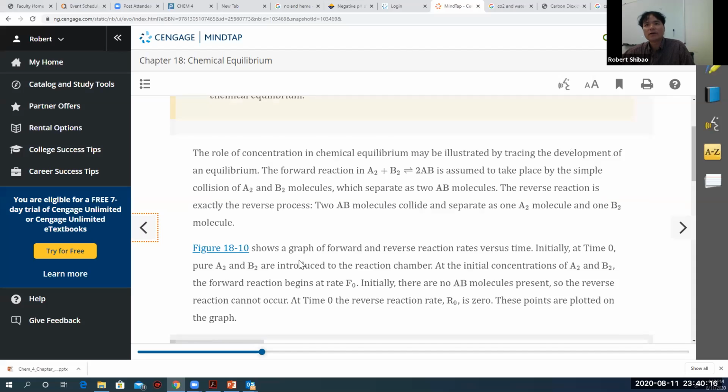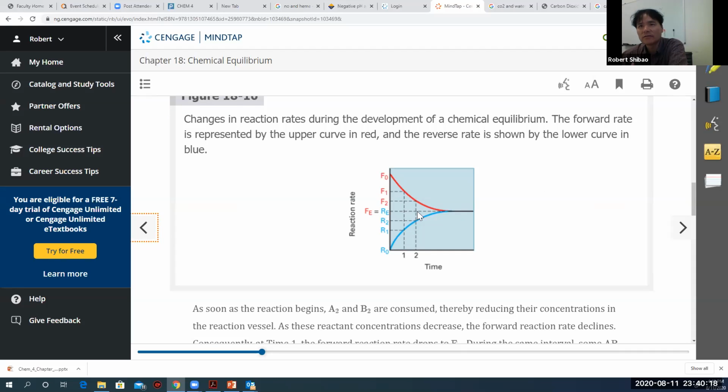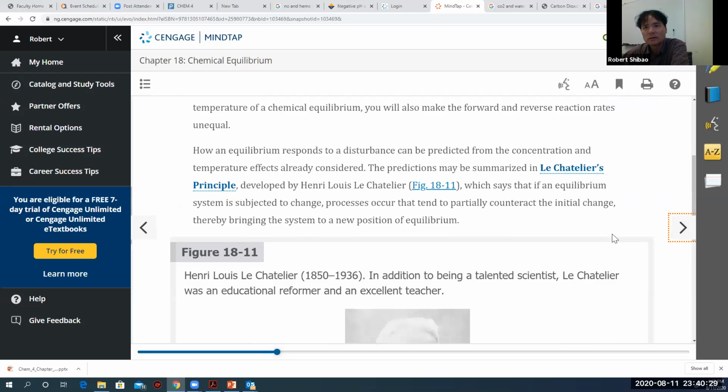We saw the same diagram in vapor pressure. This just looks like the vapor pressure thing. Eventually, once we hit here, there is no change. So this is the end of the reaction, but we're going to have a mix of reactants and products.